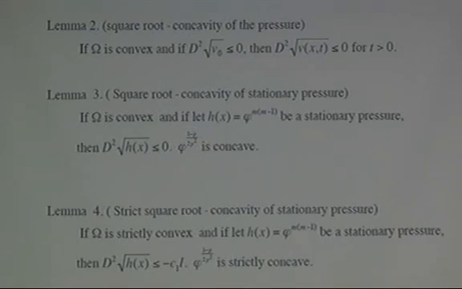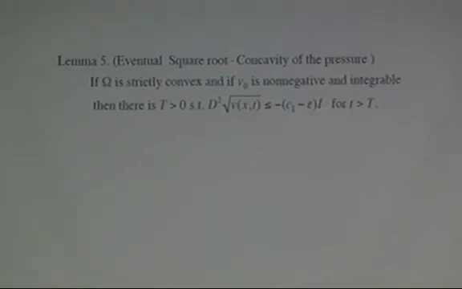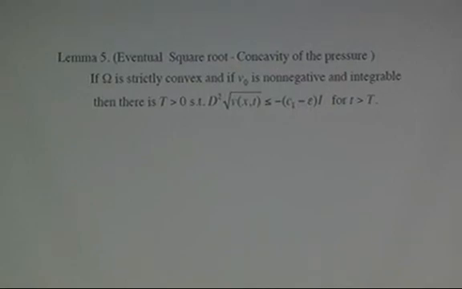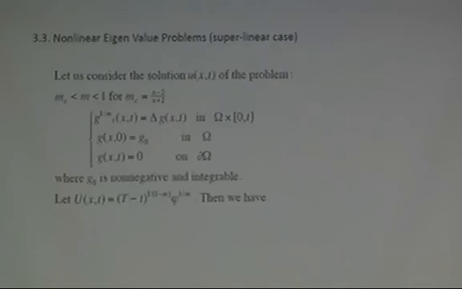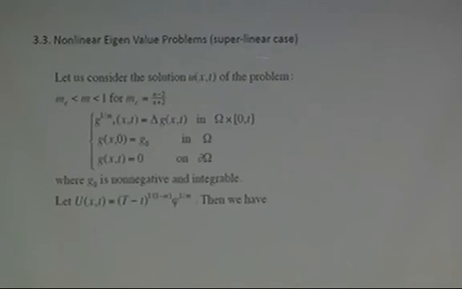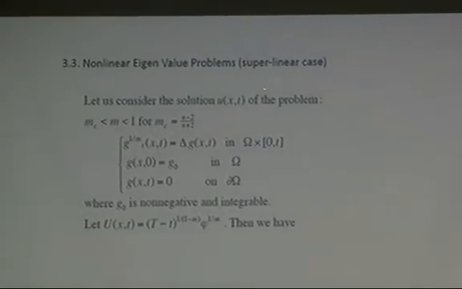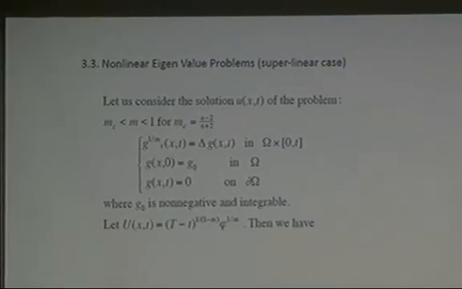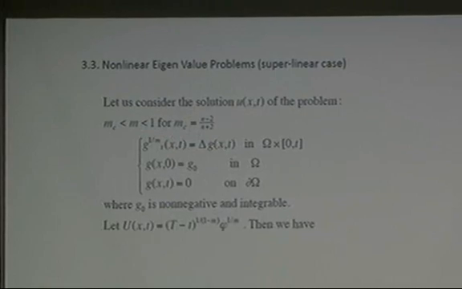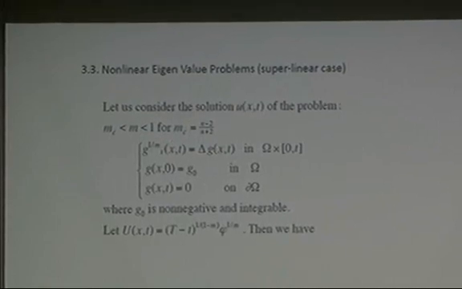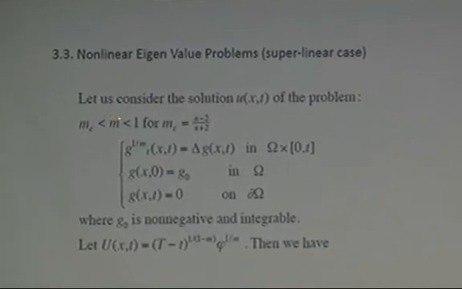And you can show the strict square root concavity and also eventual square root concavity of the pressure in finite time. It's the same story, but it takes a much tougher computation, but basically the same story. And then what about the superlinear case? And that one corresponds to this flow. It's a porous medium equation, but m is less than 1 now. And this number is bigger than this critical number.